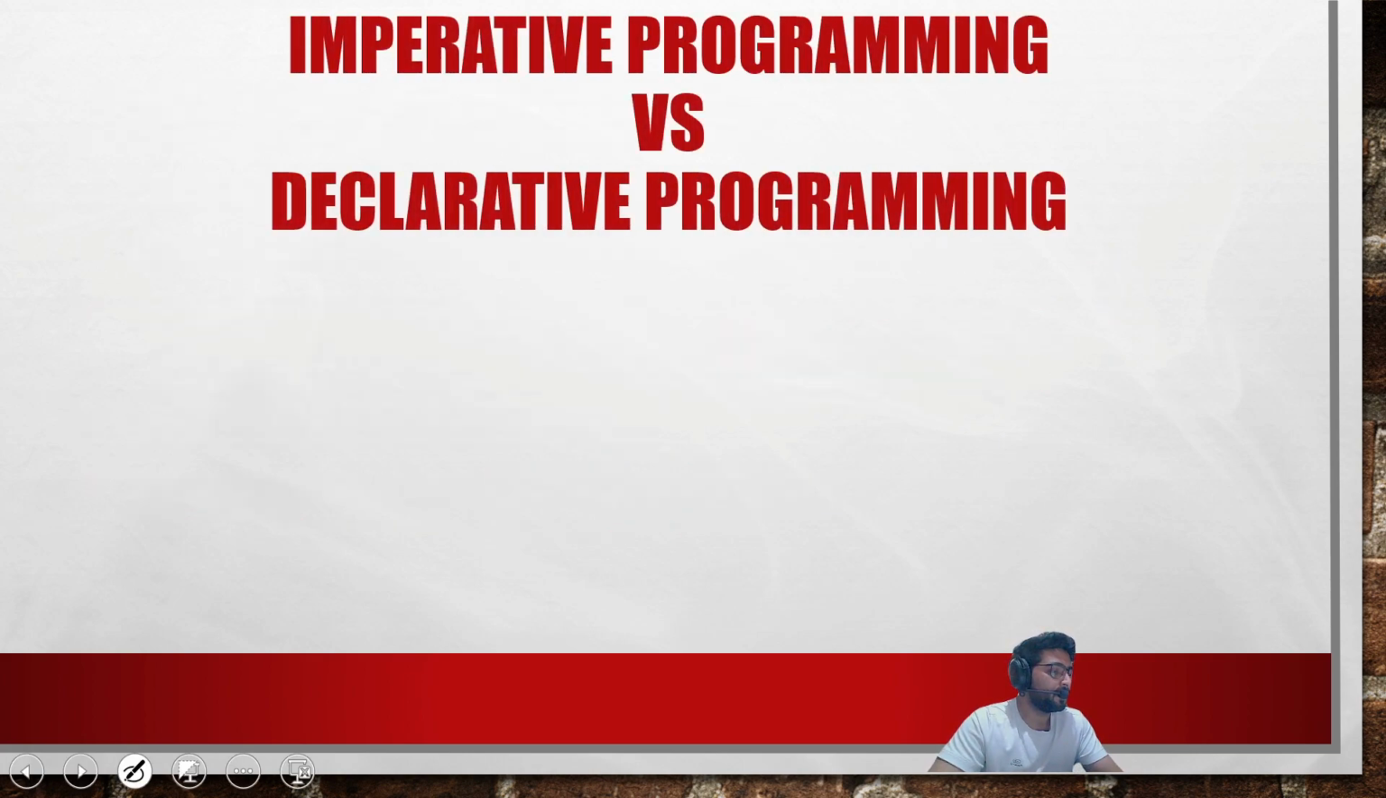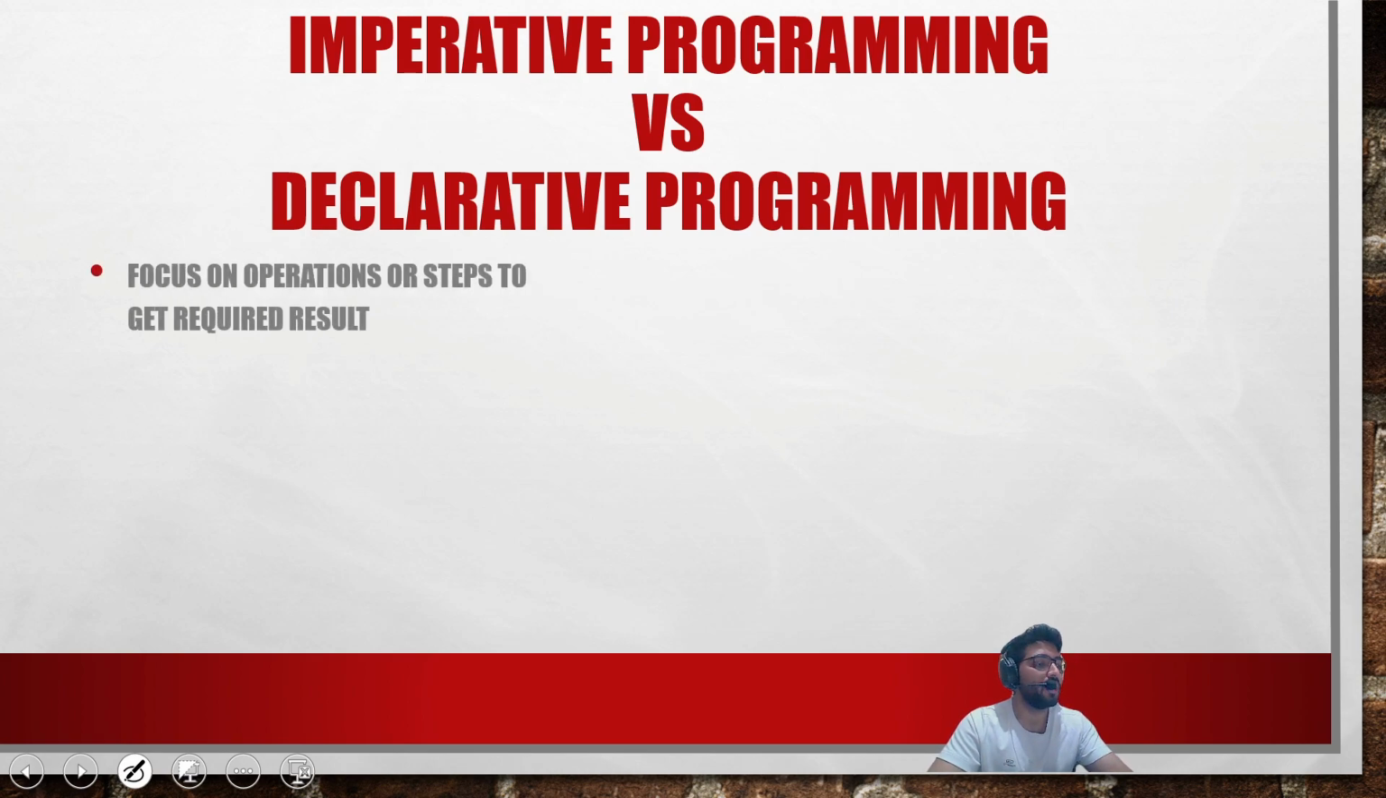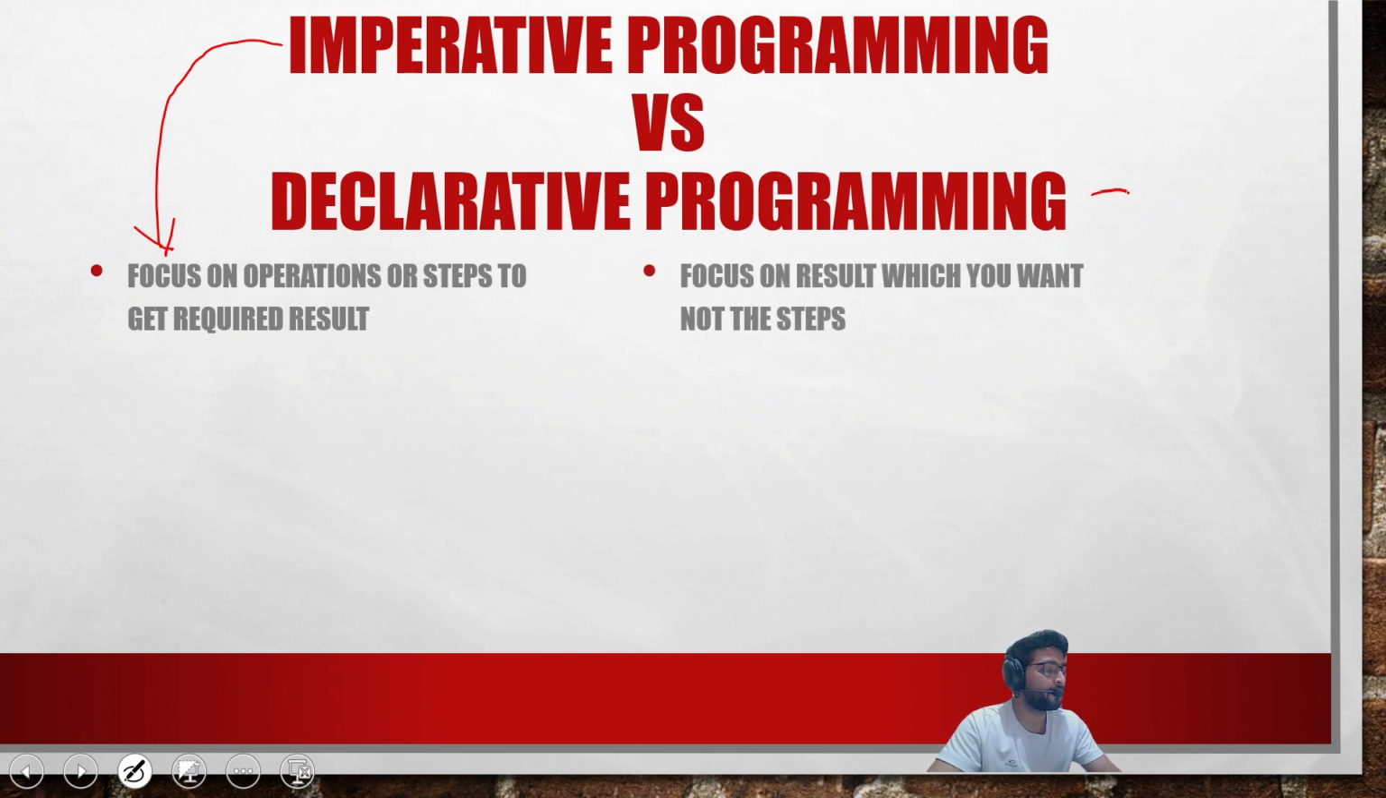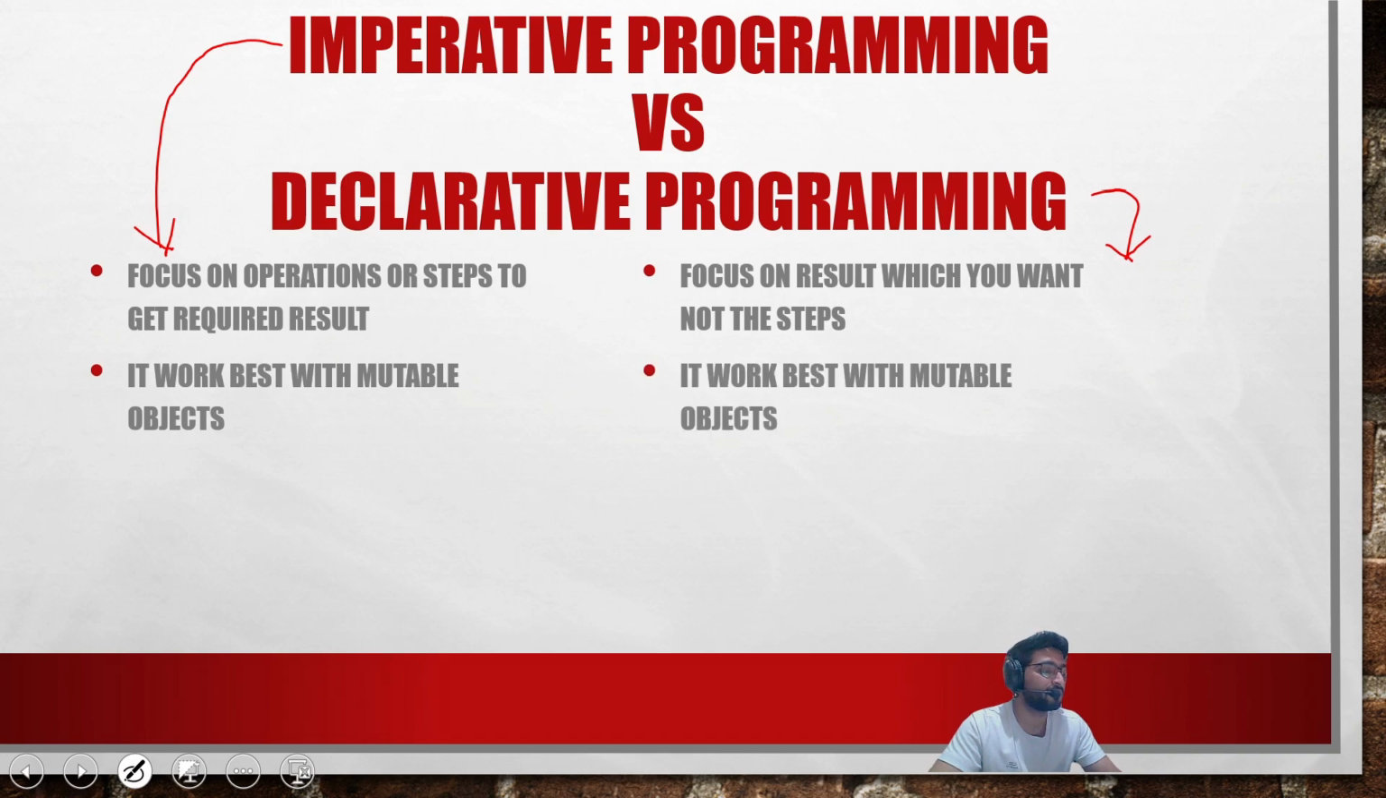So imperative programming versus declarative programming. Let's see the difference between these two. Imperative programming focuses on the operations or steps to get a required result. Basically it focuses on the steps, whereas declarative programming focuses on the result, not on the steps of how you will get those results. Second point, imperative programming mostly works with mutable objects, whereas declarative programming works mostly with immutable objects. And we will see examples of these two.